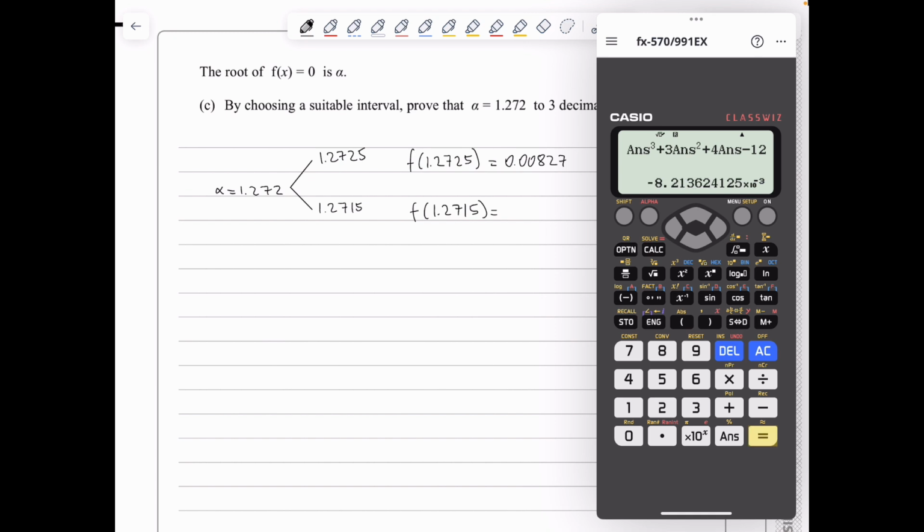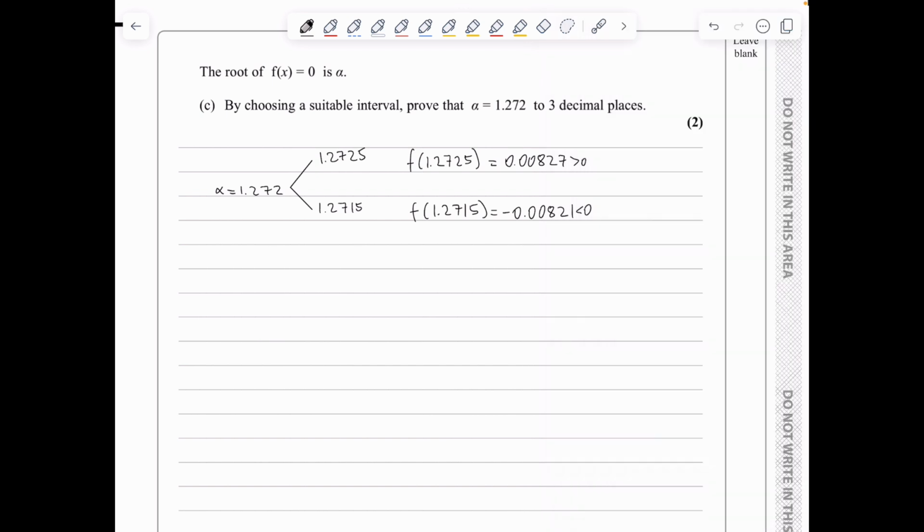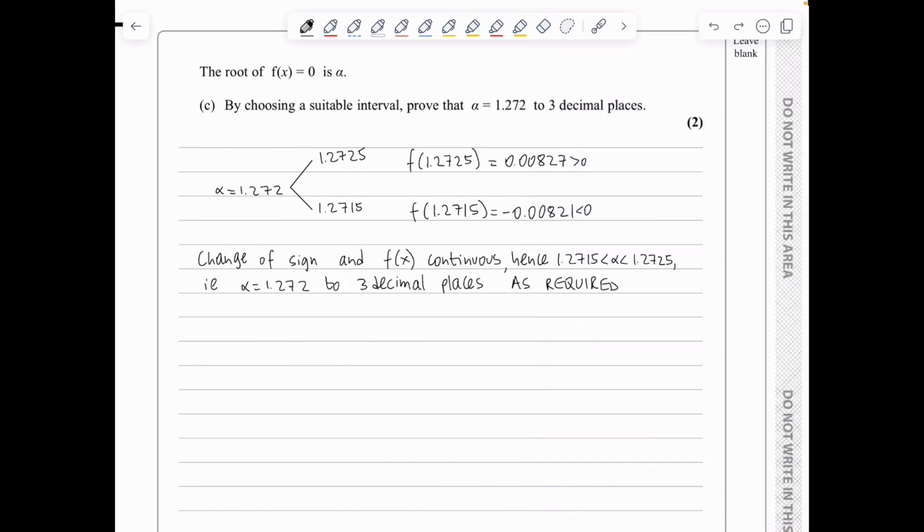If I press the equal sign, I get negative 0.008 to 1. So we've got one being greater than 0 and the other being less than 0, which means we can conclude that there's a change of sign and f of x is continuous. Therefore, alpha lies between 1.2715 and 1.2725, and any value within this interval has to give me a rounded answer of 1.272 correct to 3 dps as required.